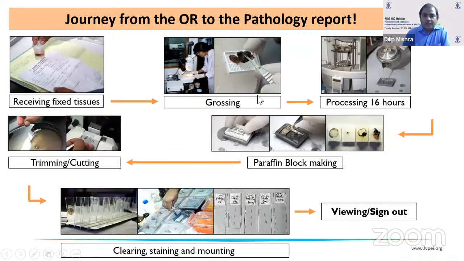In our lab, this is the procedure I follow for processing the tissue, from grossing to signing of the report. It takes around 48 to 72 hours, and sometimes 5 days, depending on the type of tissue. Generally, for a corneal button, we give our reports within 24 to 48 hours.